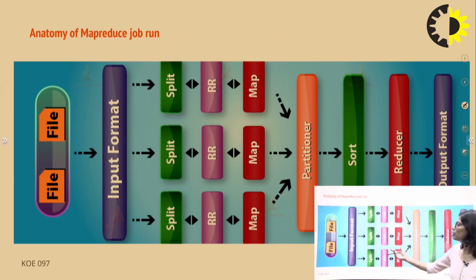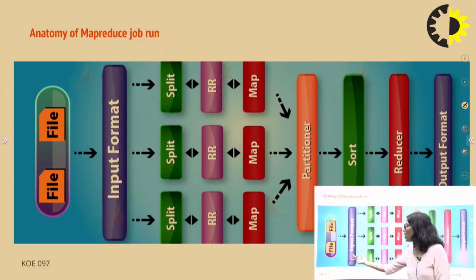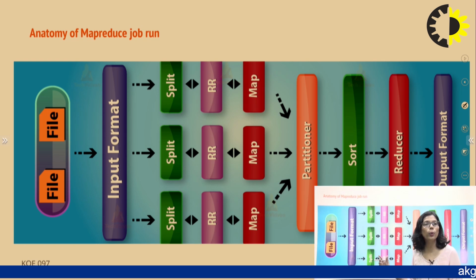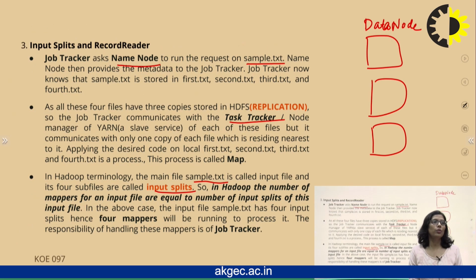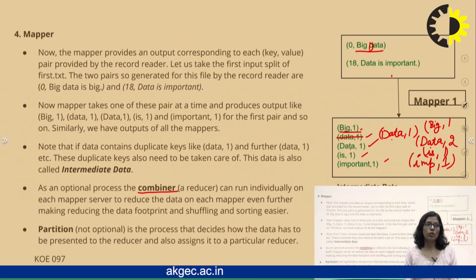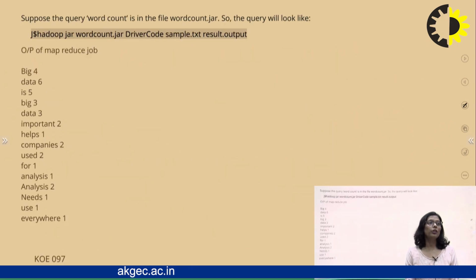we have done this. We are formatting the input into different splits. Then we are performing record reader to convert it into key value pairs. Then applying the map part to find out the frequency of each of these words, and then partitioner, sorting, reducing, and output format. So this was your MapReduce job run. Now this is the output after running the whole program.